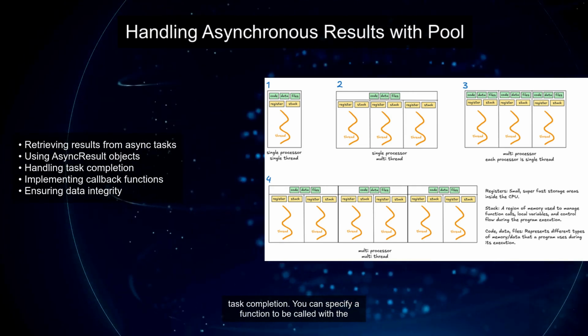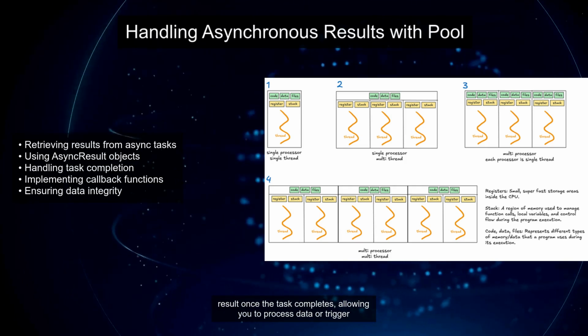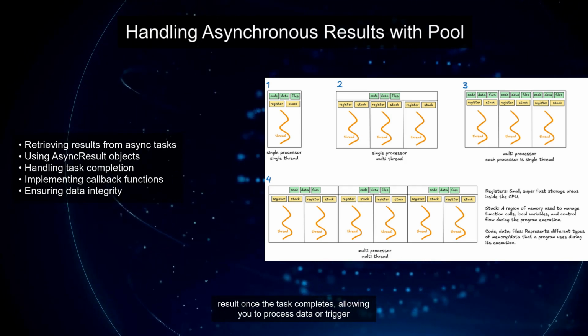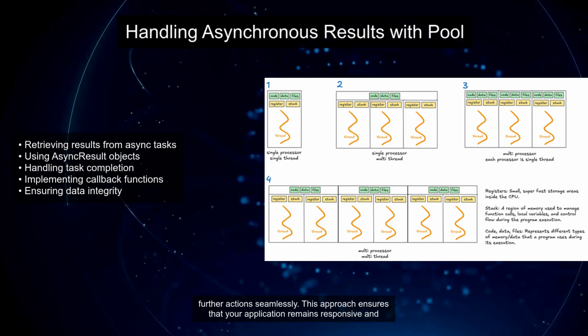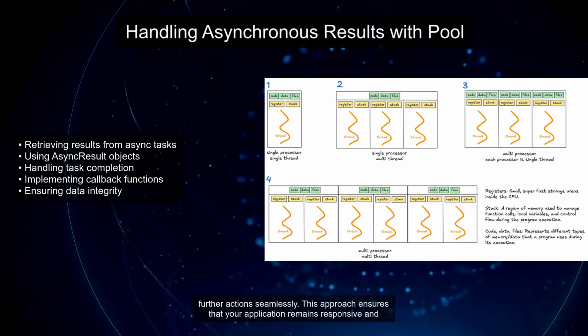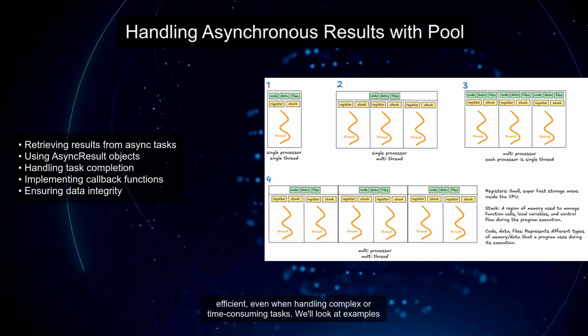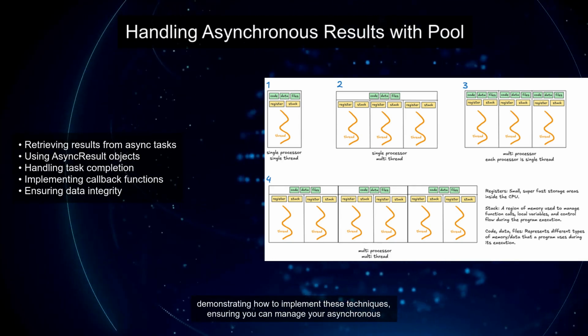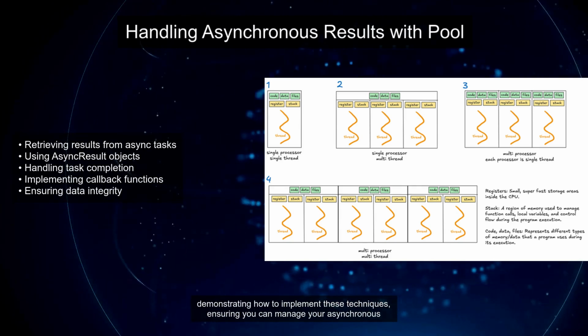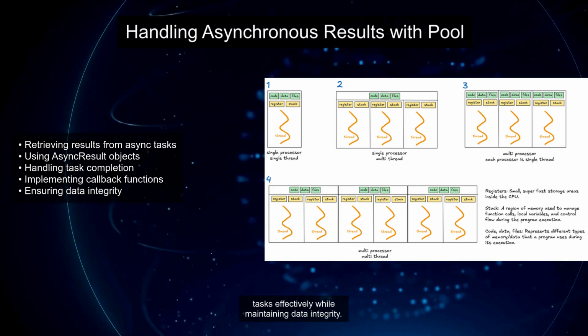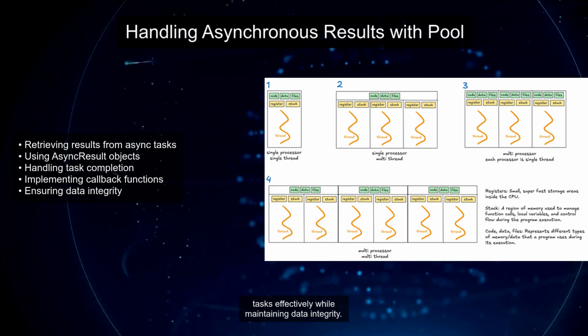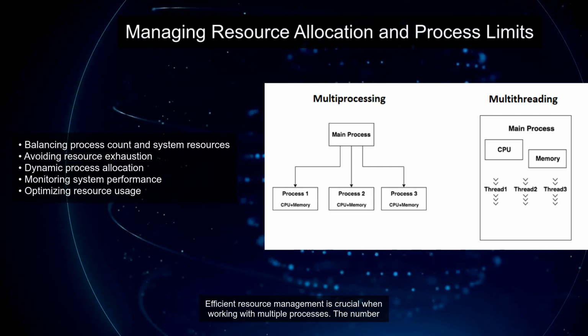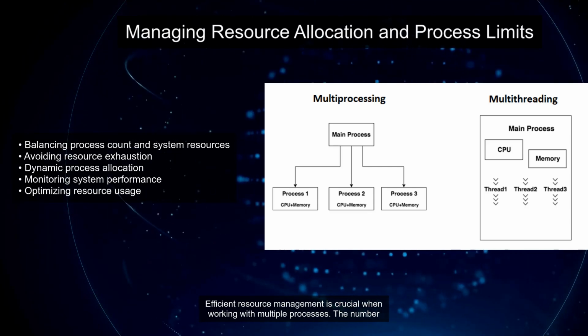You can specify a function to be called with the result once the task completes, allowing you to process data or trigger further actions seamlessly. This approach ensures that your application remains responsive and efficient, even when handling complex or time-consuming tasks. We'll look at examples demonstrating how to implement these techniques, ensuring you can manage your asynchronous tasks effectively while maintaining data integrity. Efficient resource management is crucial when working with multiple processes.